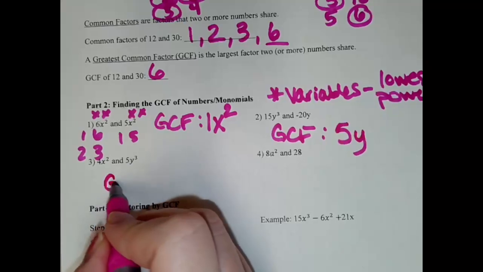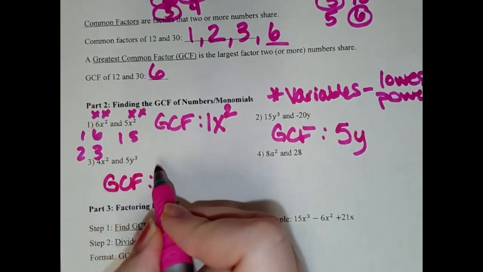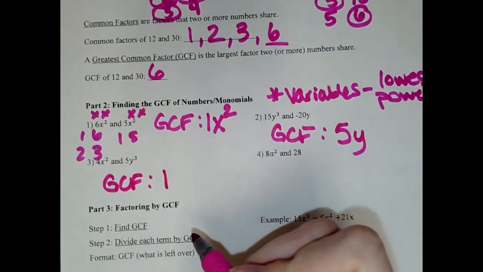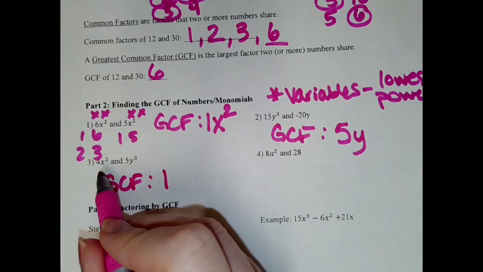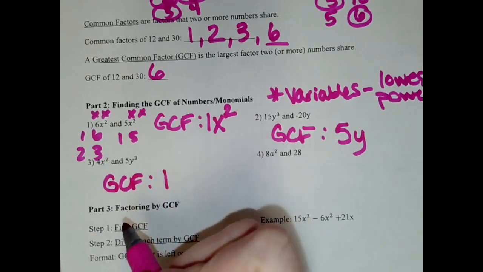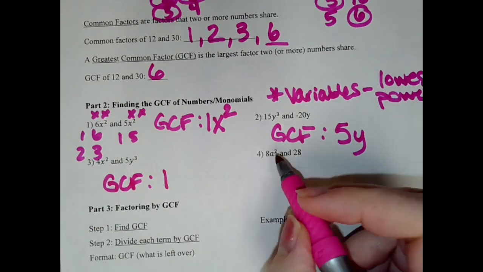Looking here, GCF, between 4 and 5, we have 1, 4, 2, 2, 1, 5. So the GCF would just be 1. Now the variables, this is an x squared, so I have 2 x's. This is a y cubed, so I have 3 y's. They are different variables, so you cannot pull out a GCF with those variables.